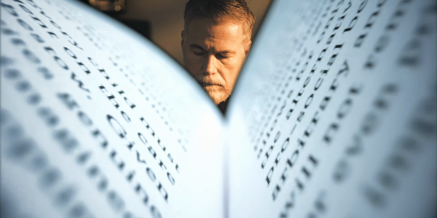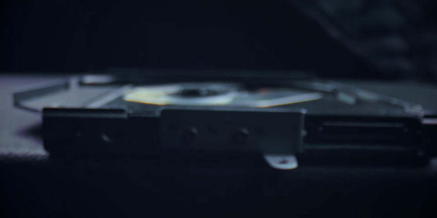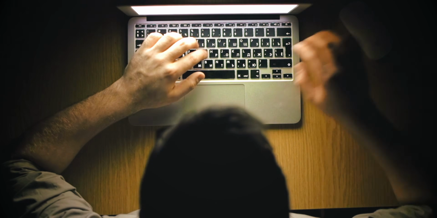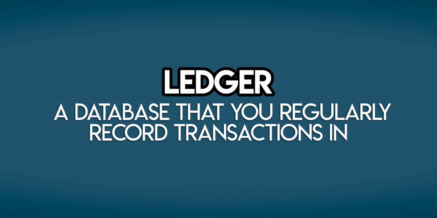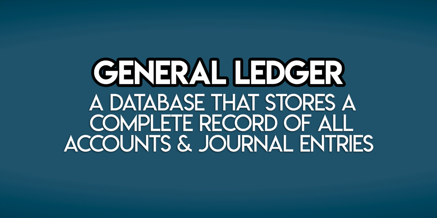But today, the books are gone. Now we've got computers. We still hold on to some of the old words like bookkeeping and ledger, but their definitions have changed slightly. Now, you can think of a ledger as a database that you regularly record transactions in. And the General Ledger is a database that stores a complete record of all your accounts and journal entries.